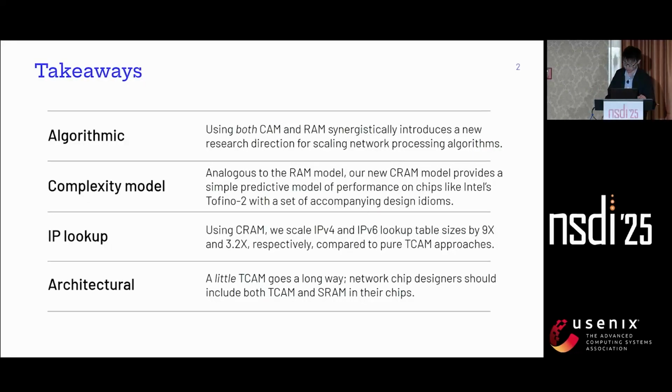Using CRAM, we're able to successfully scale IPv4 and IPv6 global routing table sizes by around 9 and 3x respectively when compared to TCAM-only approaches. Our results reveal the simple but powerful architectural message that a little TCAM goes a long way. We believe that network chip designers should strive to include both TCAM and SRAM in their chips going forward.